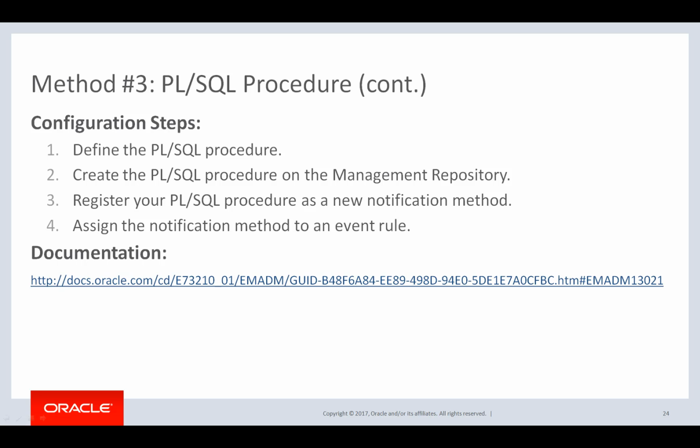There are 4 steps to configure a SQL Procedure. First, the SQL Procedure should be defined to determine whether it is for events, incidents, or problems. Second, the SQL Procedure needs to be created on the EM repository using the database account of the repository owner, such as sysman, because this is where it will run. Third, the SQL notification method needs to be created from EM UI and referenced to the fully qualified procedure name, which effectively registers it.